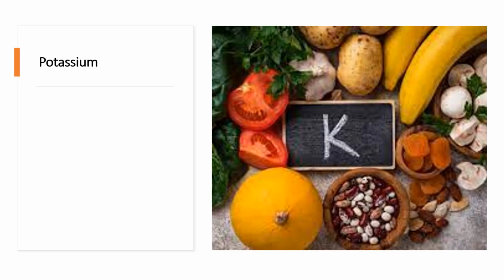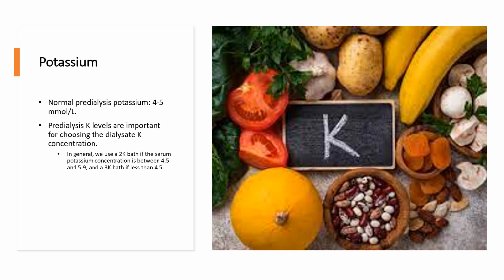A normal pre-dialysis potassium for a dialysis patient is about 4 to 5 millimoles per liter. Pre-dialysis potassium levels are important for choosing the proper dialysate potassium concentration. In general, we use a 2K bath if the serum potassium concentration is between 4.5 and 5.9 millimoles per liter, and a 3K bath if it's less than 4.5.